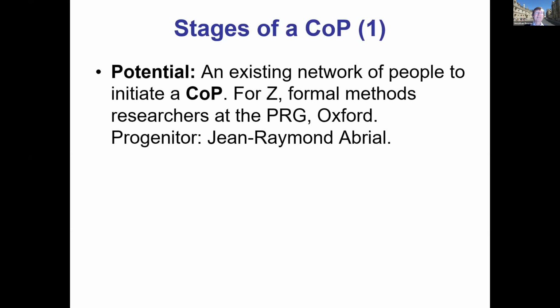So then there's these different stages of developing a community of practice. When you start, you need to start with some network of people who are interested in getting the community of practice going. So in the case of Z, for instance, which I know best, this came about because Jean-Raymond Abrial visited the programming research group in Oxford and came up with the idea of Z and showed it to other people at the programming research group. Other people liked it, so they started using this Z notation for formalizing software systems.